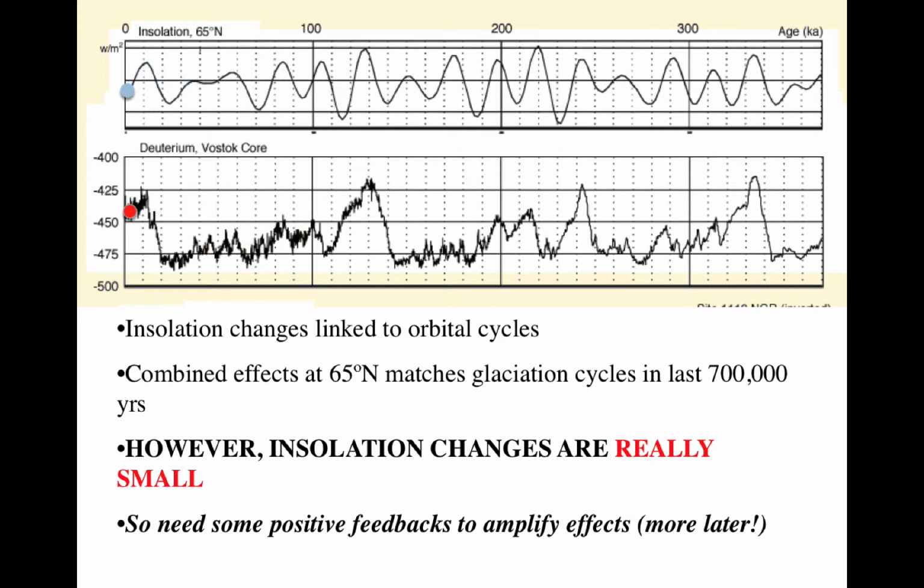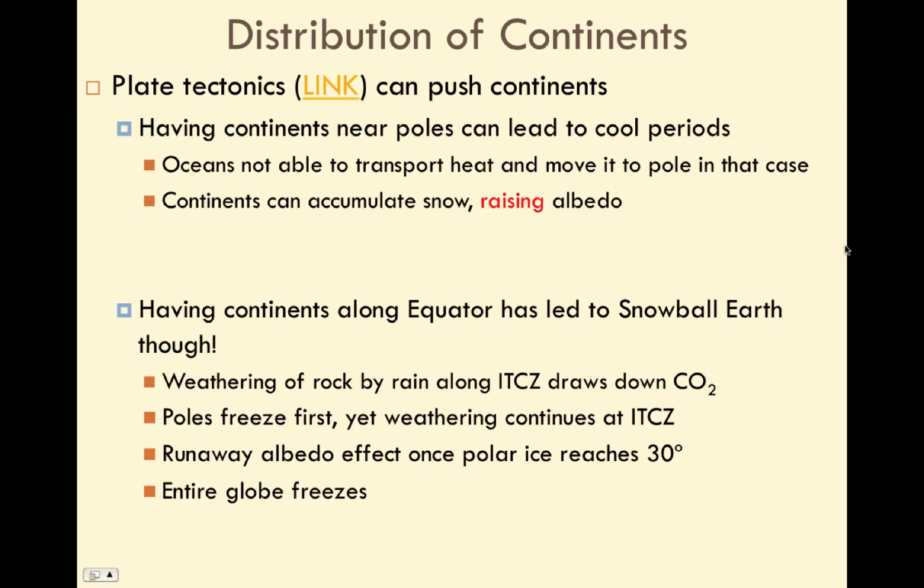So insolation changes are linked to these orbital cycles. The combined effects at 65 north match glaciation cycles in the last 700,000 years or so. However, it turns out that those insolation changes are actually really small. They provide a perturbation to push the climate towards one direction of cold or hot. However, you need a lot of positive feedbacks in the system to amplify those initial effects. So the insolation changes themselves are not enough to push the climate between glacial and interglacial times. You need to have some internal feedbacks in the system, and there's plenty of them that we'll look at in this class over time. So, the distribution of continents.